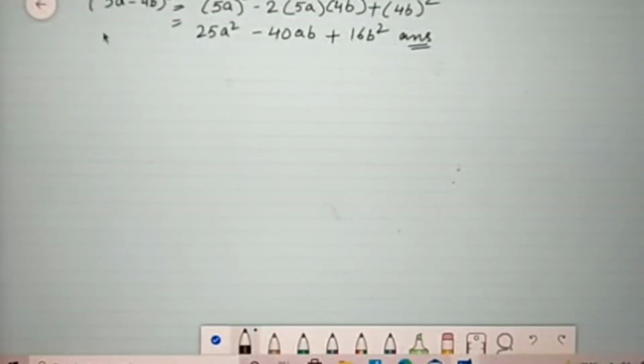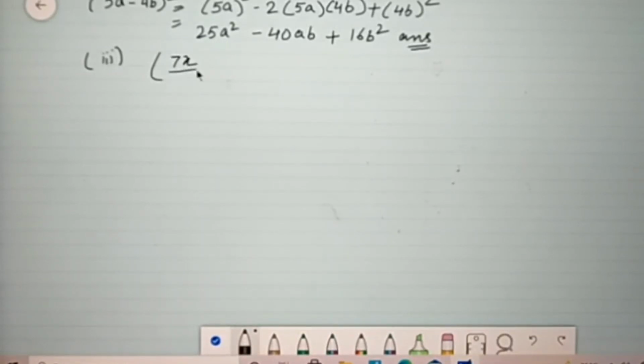We have the third question. Let's write what is the third question. We have to use identity 2 for this. This is (7x/4 - 2y/3) whole square. So that we do.